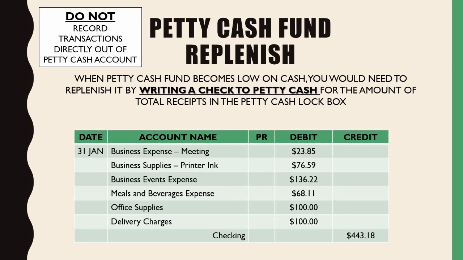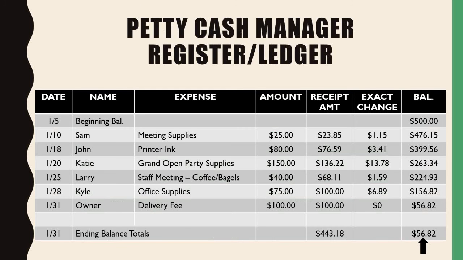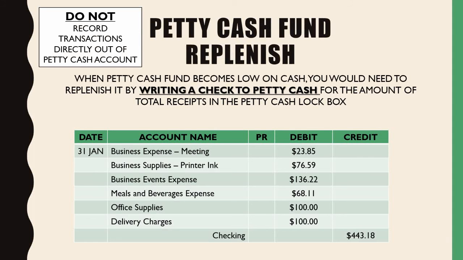Now, how do you do that? So what we're going to do is we're going to tally up our totals. So here's all of our receipts, right? And then now that gave us a total of $443.18. And then now we're going to go back out to the bank, right? We're going to write out a check because the person who's in charge of the petty cash drawer is going to go to the bank, cash out that check, and take this $443.18 and put it back into the petty cash drawer. Okay, so then they have $500 to start for the next month. Okay? All right?